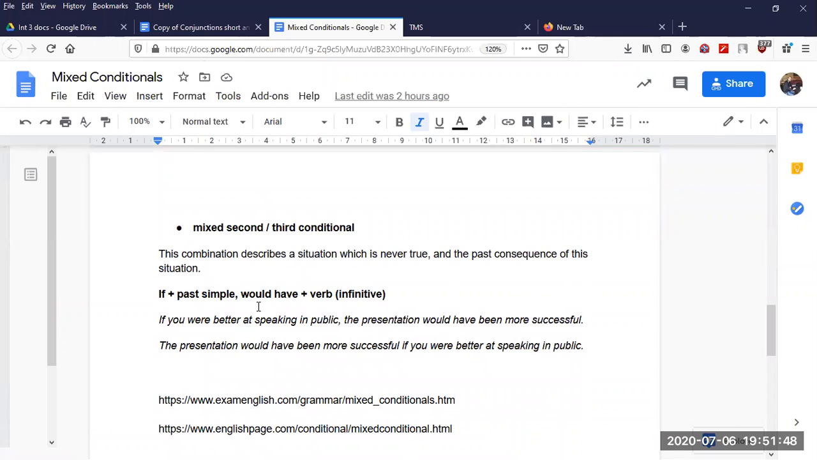And the mixed second and third, this combination describes a situation which is never true and the past consequence of the situation. So if you were better at speaking in public, the presentation would have been more successful. So the person isn't good at speaking in public, they're never good at speaking in public, and the presentation was terrible, but it would have been more successful if they were better.